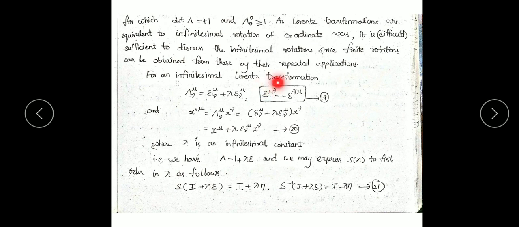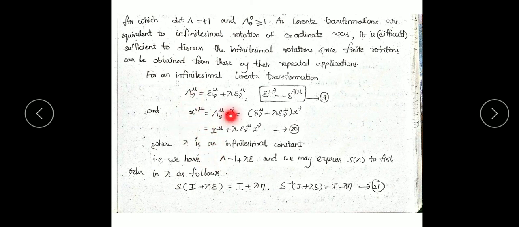If you interchange μ and ν, we get a negative sign, and that exhibits an antisymmetric property based on the properties of tensors. Finally, what we have is x'^μ = Λ^μ_ν x^ν. In the place of Λ, we need to replace this term. If we multiply this term with this, ν would get cancelled, and x^μ would come based on the properties of the tensor, plus λε^μ_ν x^ν, where λ is the infinitesimal constant.